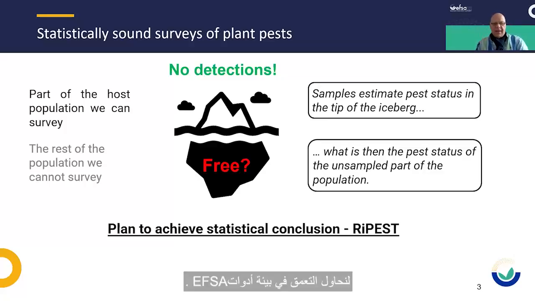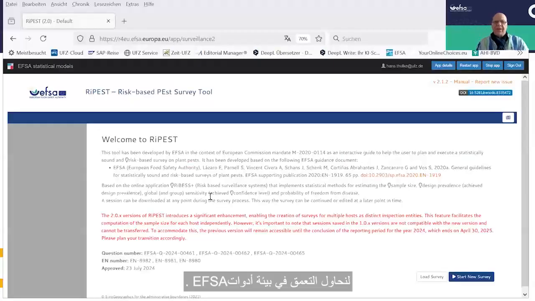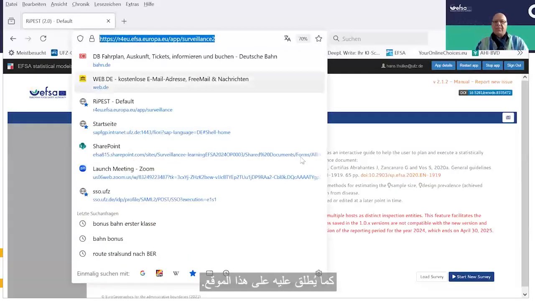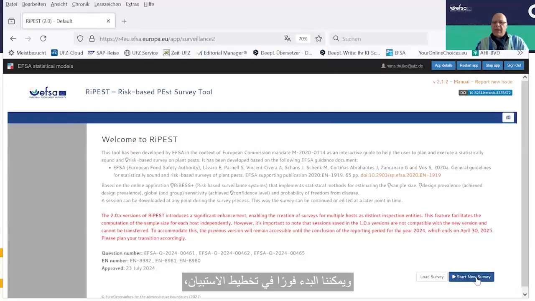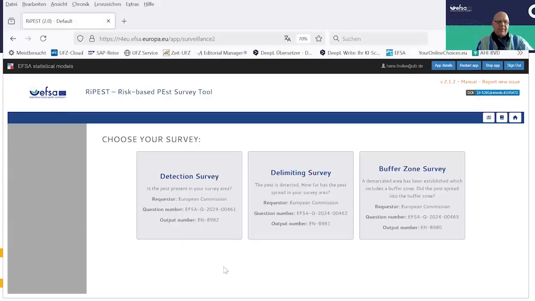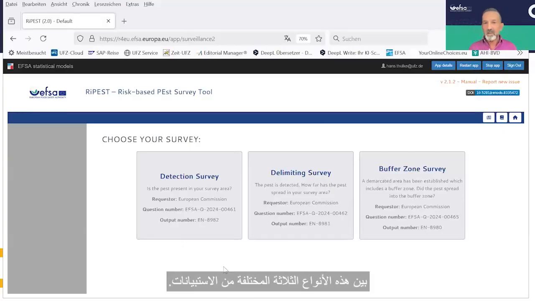Long story short, let's jump into the environment of the EFSA tools. You see here the first page of RiPEST on this website, and we can immediately start our survey planning. The first question you are posed is which kind of survey you are interested in. Okay, and could you tell me what's the difference between these three different types of survey?